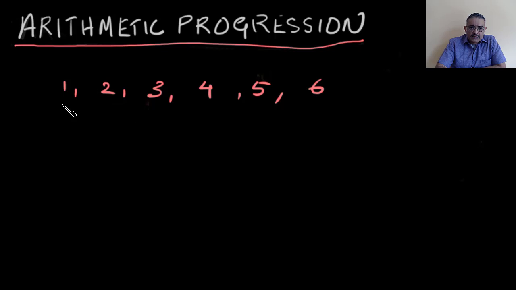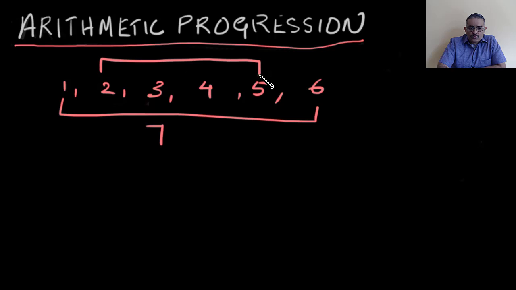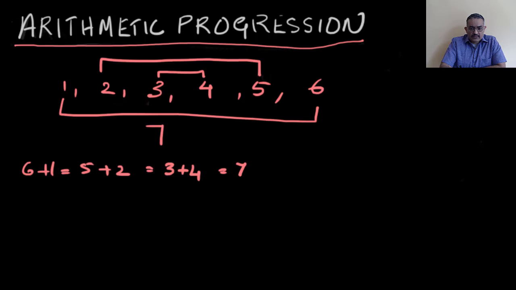What is interesting here is, look at these two terms. The sum is 7. Look at these two terms. The sum is 7. Look at these two terms. The sum is 7. So what we're saying is 6 plus 1 is equal to 5 plus 2 is equal to 3 plus 4, all equal to 7.